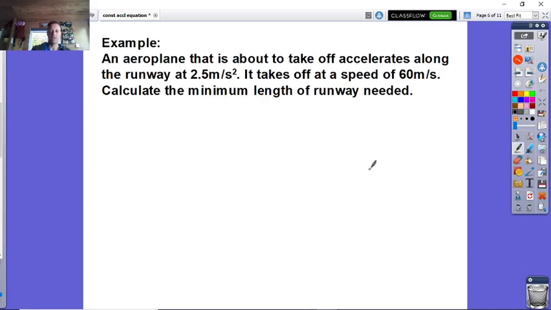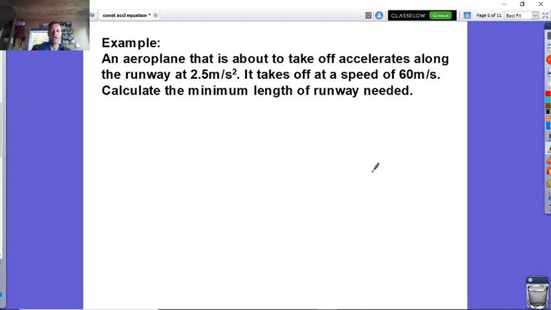Anyway, so here we go. Here's an example. An aeroplane is about to take off and accelerates along a runway at 2.5 meters per second squared. If it takes off at a speed of 60 meters per second, calculate the minimum length of the runway. So it's not only an aeroplane actually landing. It also needs to know how long the runway needs to be for it to take off.